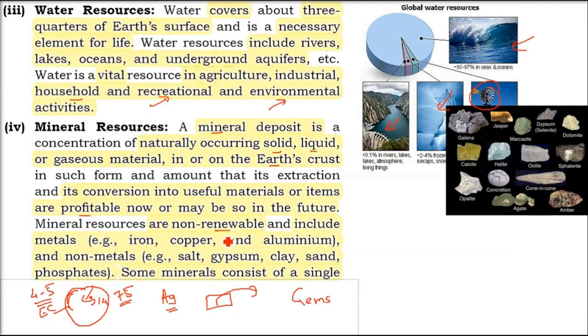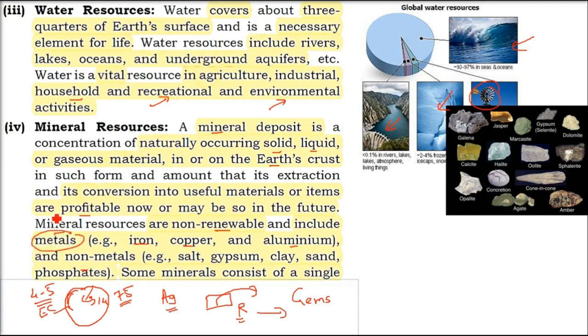So these minerals are non-renewable. Now you'll ask, when it is coming by nature, why is it non-renewable? Non-renewable means once we use it, it cannot be renewed because it takes millions of years to make. So mineral resources are actually non-renewable because it takes millions of years to make iron, copper, aluminium, metals and non-metals.